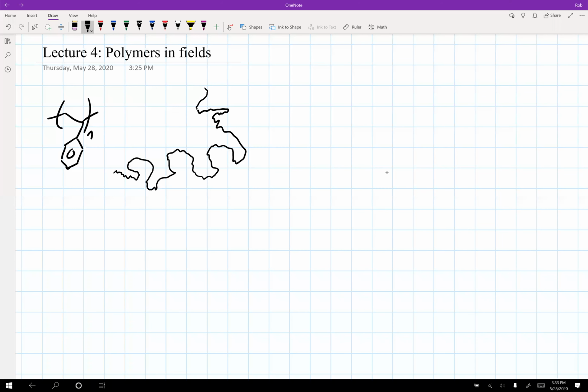And the way that we're going to model it is to really take the random walk idea seriously, and we're going to treat it as a collection of discrete Gaussian chains.